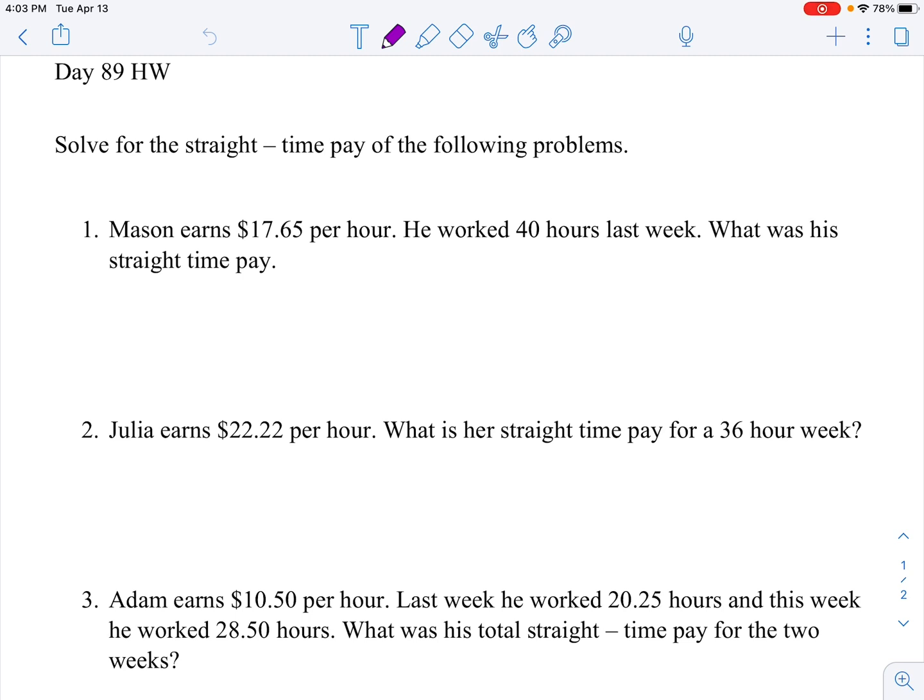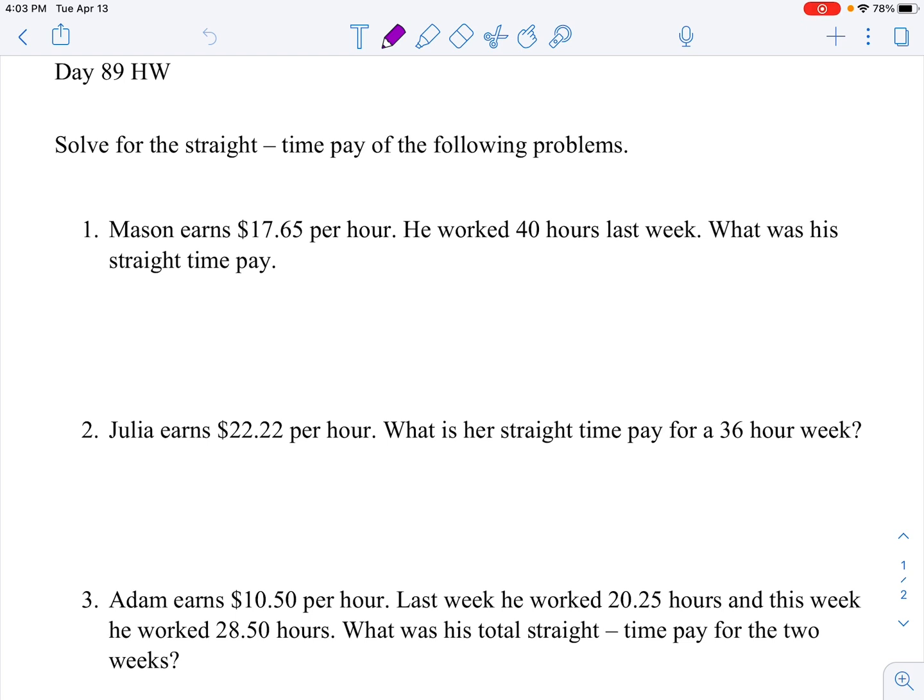So basically what we did today was we were calculating straight time pay, which is what it means when we get paid hourly for our job. We talked about today how part-time jobs are pretty common to get paid hourly. So the more hours you work, the more that you get paid. What we're going to calculate here is our straight time pay using the information that they give us.